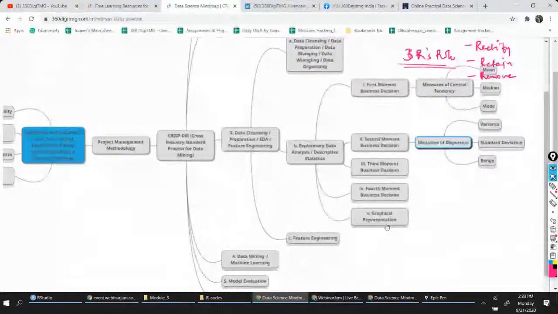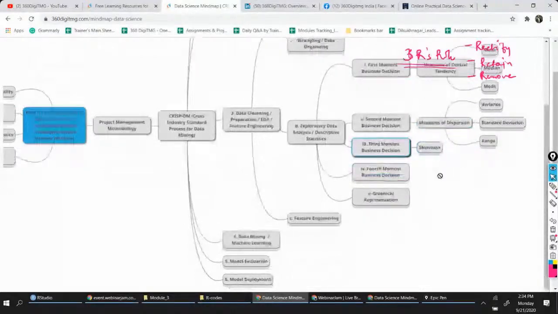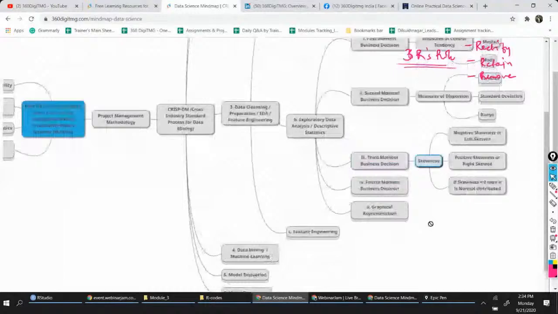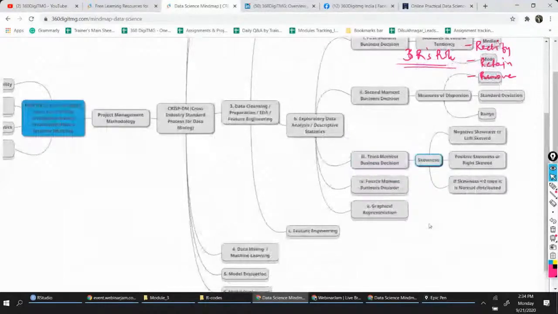Then we've also looked at the shape of the spread. Fine, spread of the data is there. On an average, from the center, data is spreading by so much. But which side is it more? If I take the center, whether the data is spread more on the right side of the center or the left side of the center, that is given by skewness, which is the third moment business decision, and it has negative skewed or positive skewed measures.